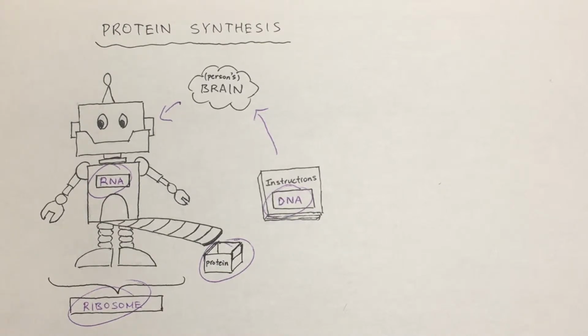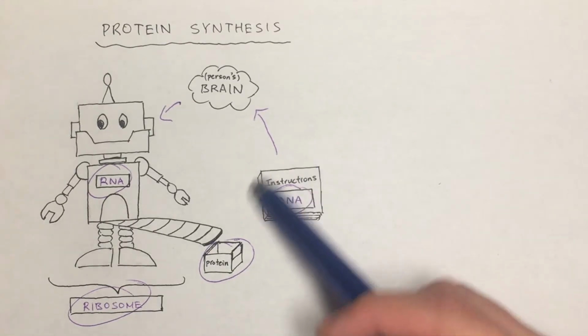Now, when we think about a robot, what does it need? Well, the most important thing it needs to manufacture something are the instructions, and in the cell, that is provided by what is called the DNA. So we can think of DNA as sort of like an instruction manual for the cell.